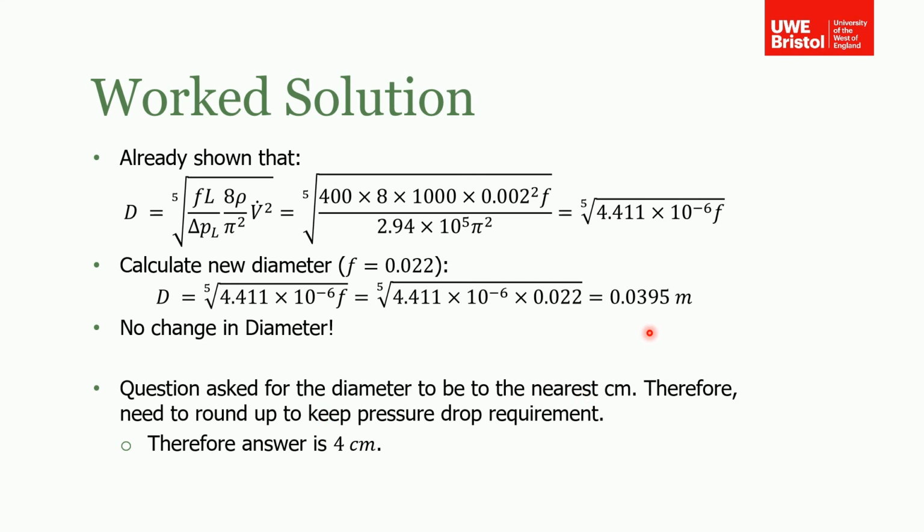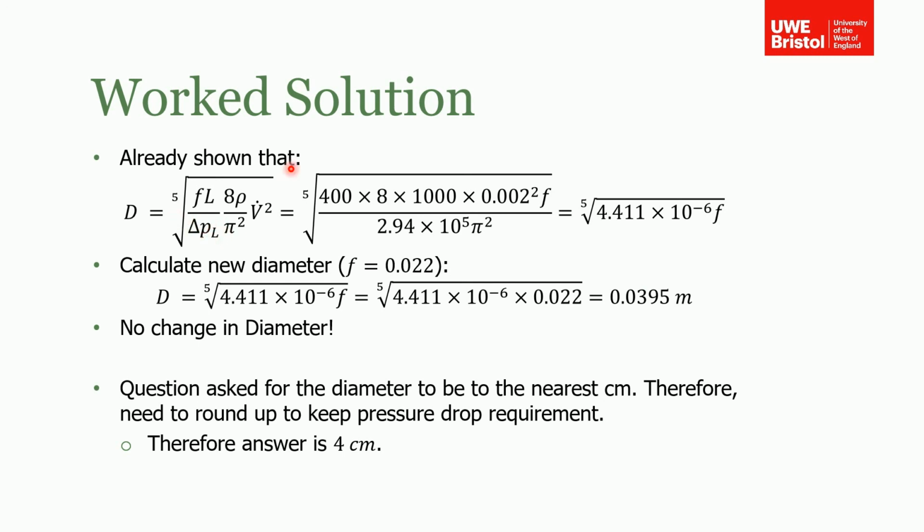Now just one word of warning here. If you were asked to round that to the nearest centimetre, mathematically you would say it's greater than 3.5, so round it up to 4, and get the correct answer. But just be aware, had this, for example, come out as 3.1 or 3.2 centimetres, naturally you might have tried to round that down to 3 centimetres, but actually that would have given you a wrong answer, because remember, this is the diameter that you need to give you this pressure loss or this pressure drop.